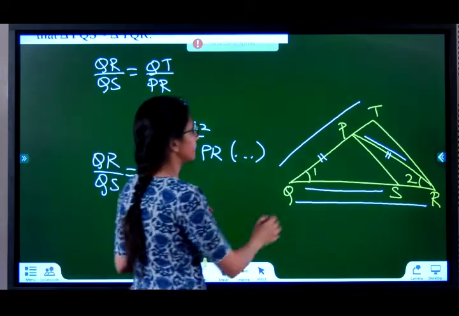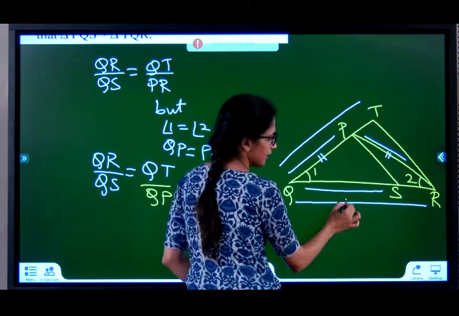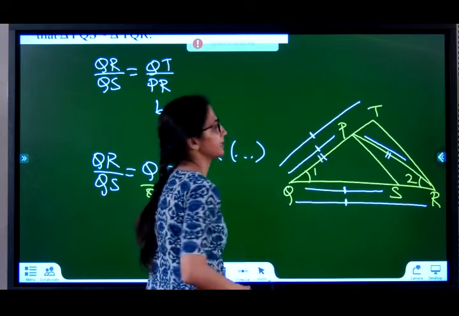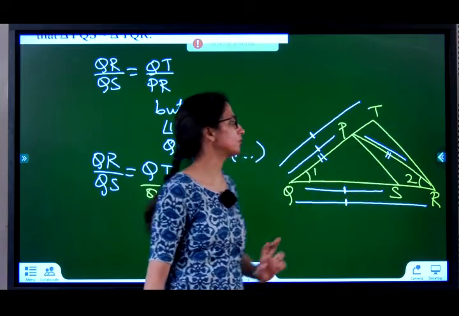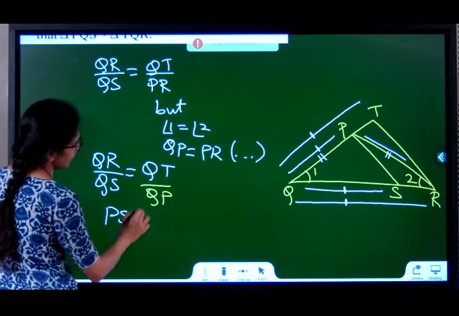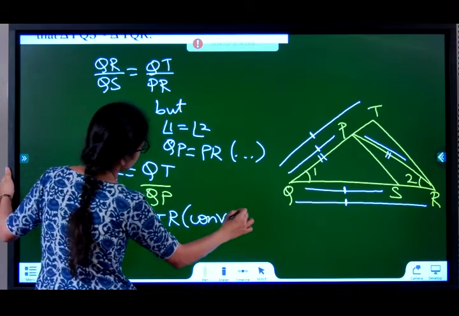So what happened? This side got included. Now see, this side by this side is equal to this side by this side. So what can I say? PS is parallel to TR. How? Converse BPT. Reason being converse BPT.